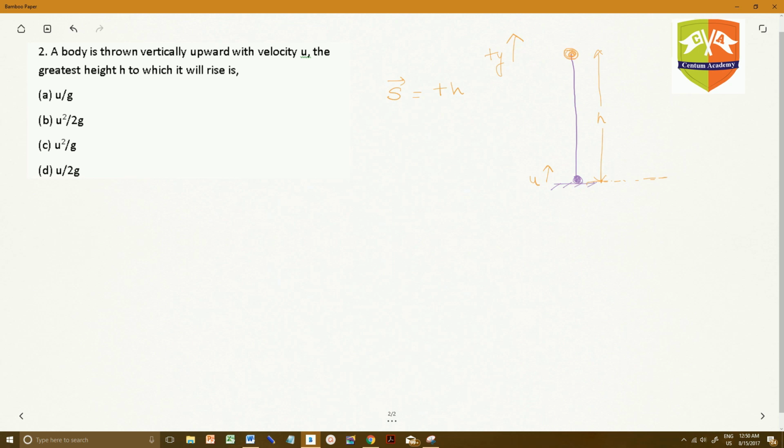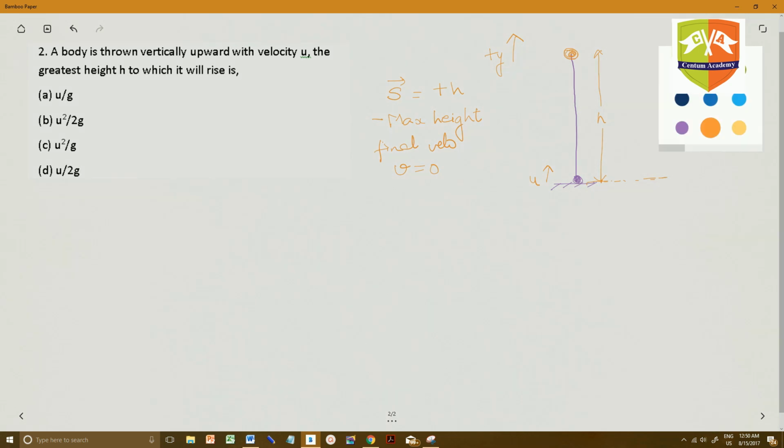What is the catch here? The maximum height will be attained where, what is the condition of maximum height? The maximum height will be where the final velocity v is equal to 0. So we know that v equals 0, u is given as u, and we have to find out h.